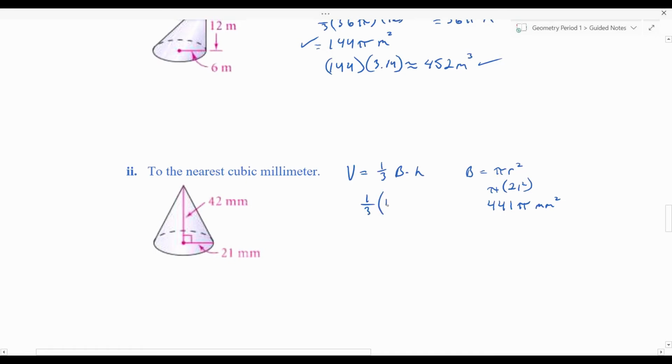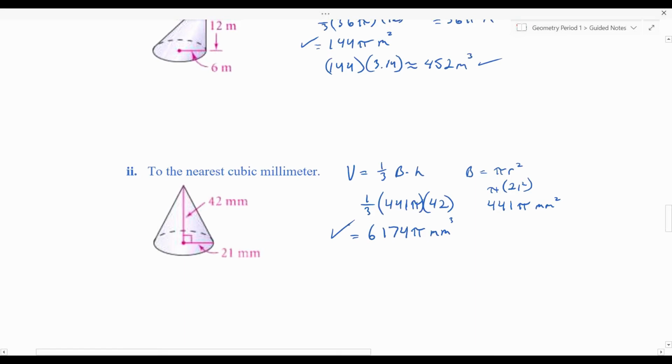So we take 441 pi times our height, which is 42 millimeters. When we multiply all that together, in terms of pi, this comes out to be 6,174 times pi. And the units are millimeters, so it's going to be cubic millimeters. And there we have that in terms of pi, so we have the first portion done.